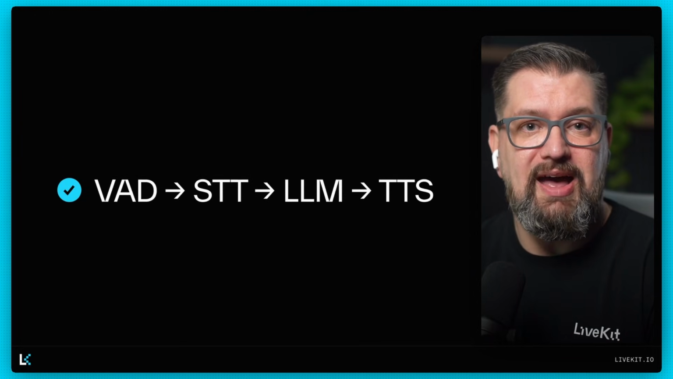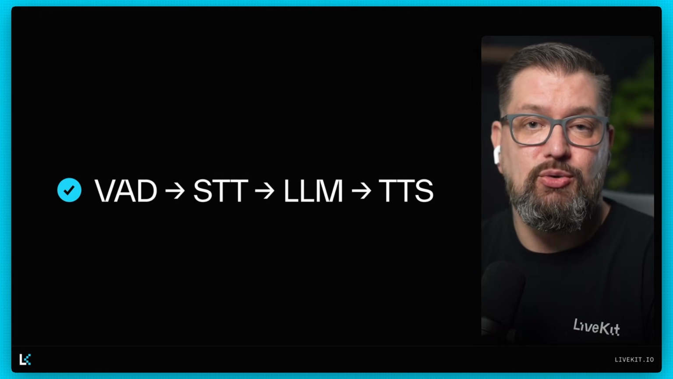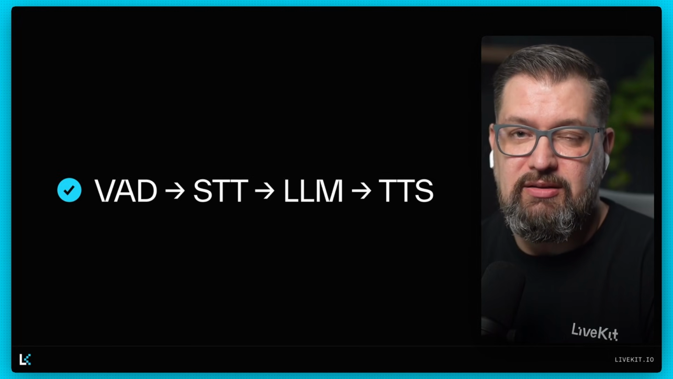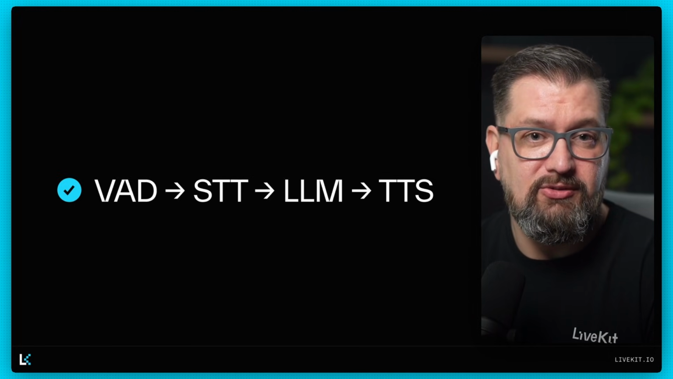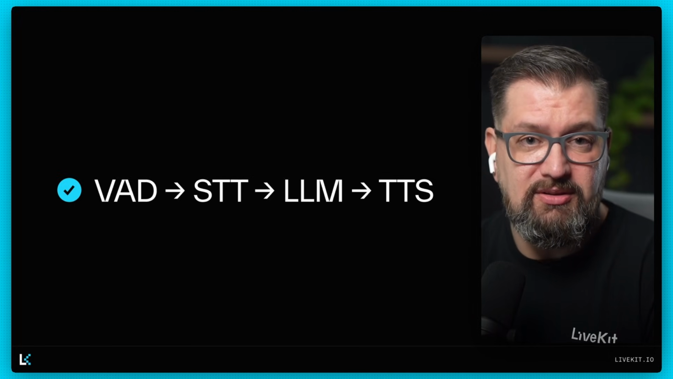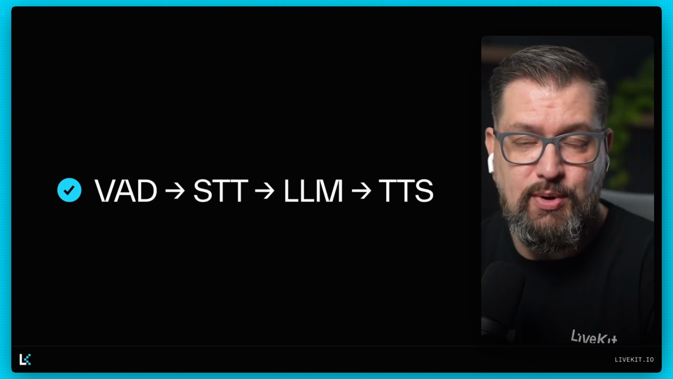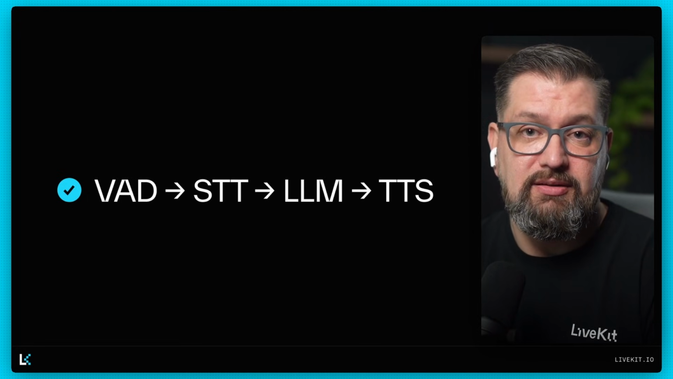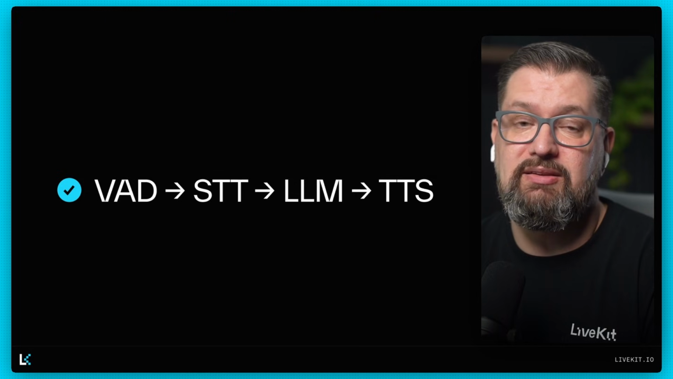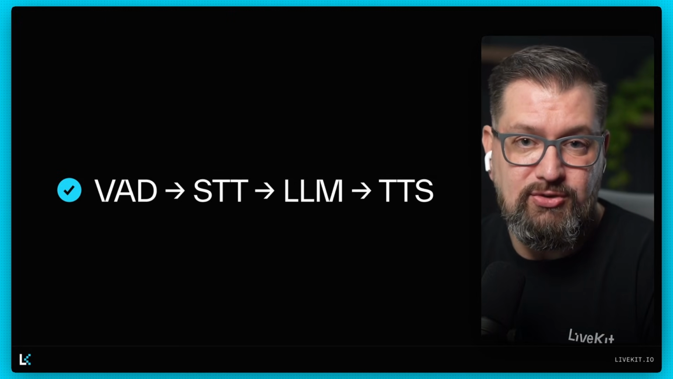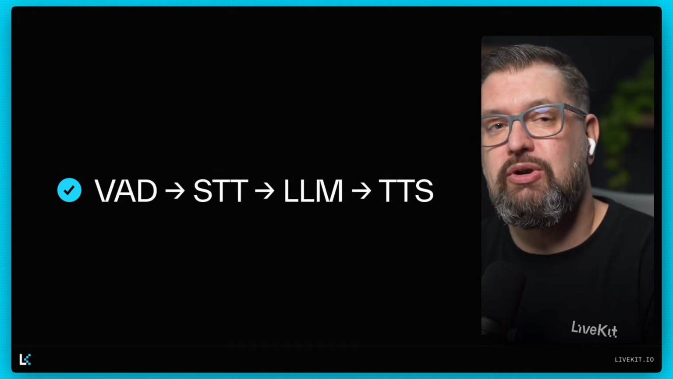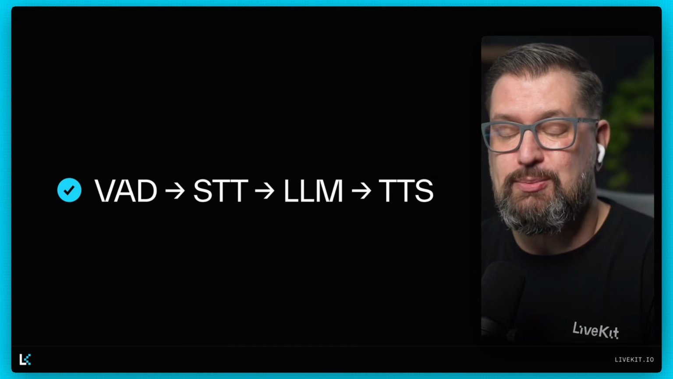So now you have a working voice agent and you understand the core pipeline. That VAD detects voice, STT transcribes it, the LLM generates a response, and TTS speaks it back. So in the next lesson, you'll add semantic turn detection to prevent those awkward interruptions when an agent jumps in too early.